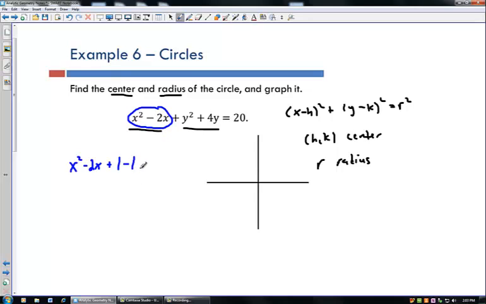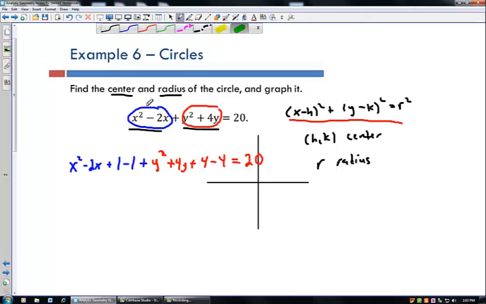And then I'm going to add, and the next term is y squared plus 4y. And I'll complete the square by adding half the middle term squared. The middle term is 4, half of it is 2, square it, I get back 4, so I'll add 4 and take away 4, and it's still equal to 20. So I haven't changed the equation at all. I'm just manipulating the equation to put it in this form, then I can read off the center of the circle and then tell you the radius too.